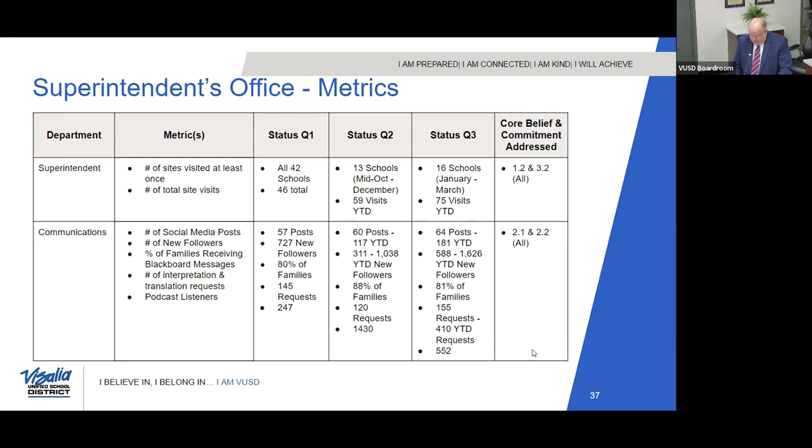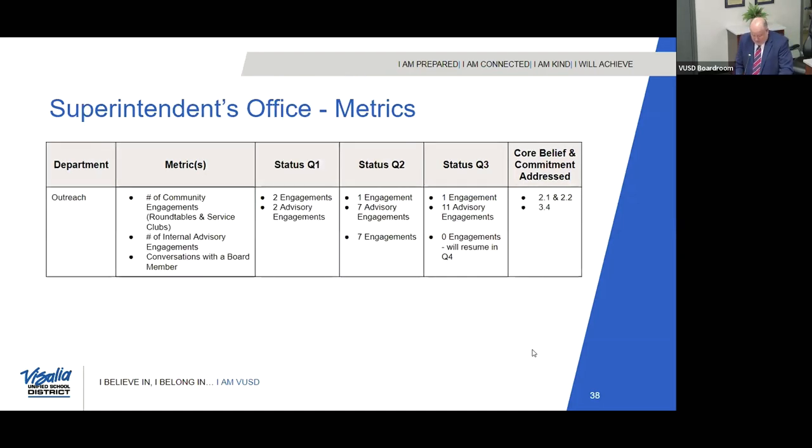And in our communications team, we've been slowly shifting our focus away from just building followers, trying to get people to listen to us, to now being a stronger, more consistent voice for the district, for both our followers and our constituents. And then within our outreach efforts, we focused on the advisories as we refine feedback that we've received regarding the strategic plan and the long-range facilities master plan. So we continue to refine those feedback sessions.